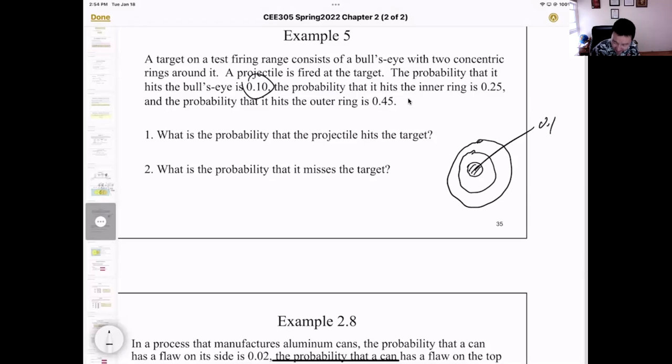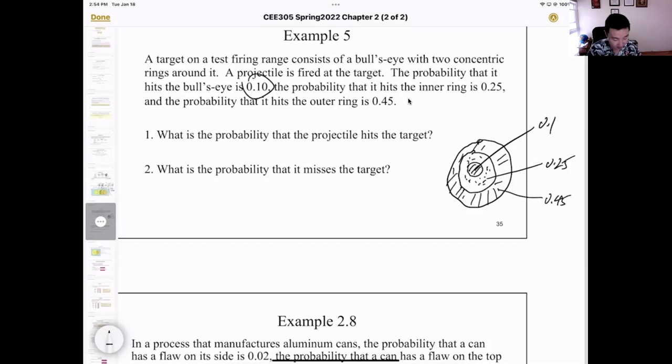The probability of hitting the inner ring, the inner ring is here, this ring, is 25%. And the probability of hitting the outer ring, here, the outer ring, is 0.45. So what is the probability the projectile hits the target? Anywhere within the target, we say it hit the target.